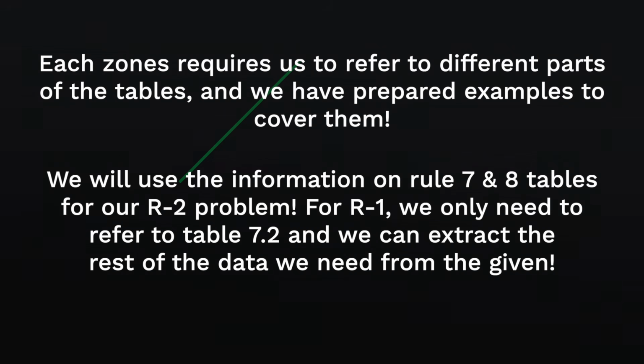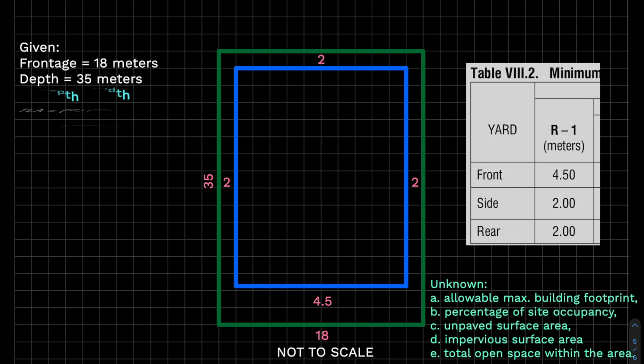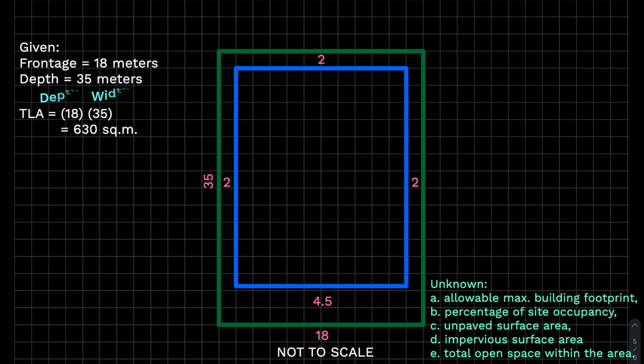Let's work out the simpler unknowns first. We'll start by finding the total lot area because we will use it on our further computations. Finding the allowable maximum building footprint is straightforward for R1. We only need to eliminate the combined areas of the setbacks, and we're good to go. On R2, we will use a different approach to this.